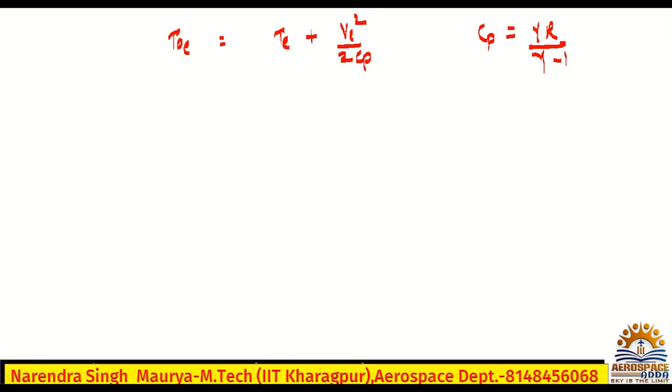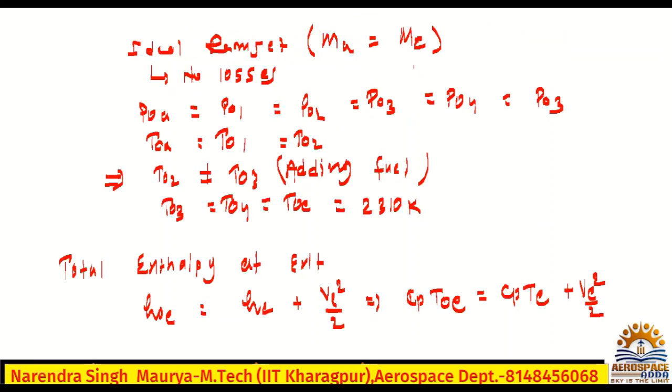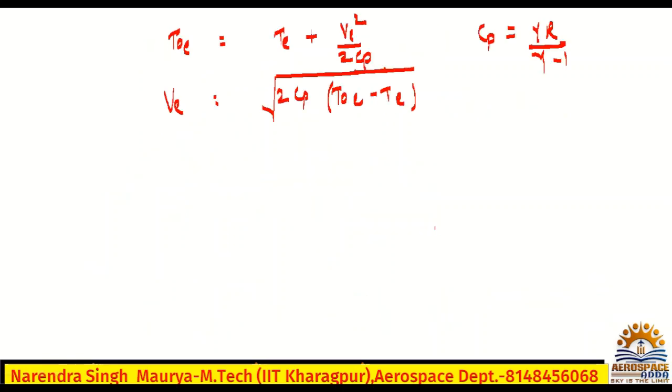All right. Anyway, if you want to calculate VE, it is nothing but the square root of 2 Cp times (T naught E minus TE). This is the formula. So what are T naught E and TE? T naught E they have given to you: 2310 Kelvin. And can we calculate TE? Yes, we can calculate it using the isentropic relation.